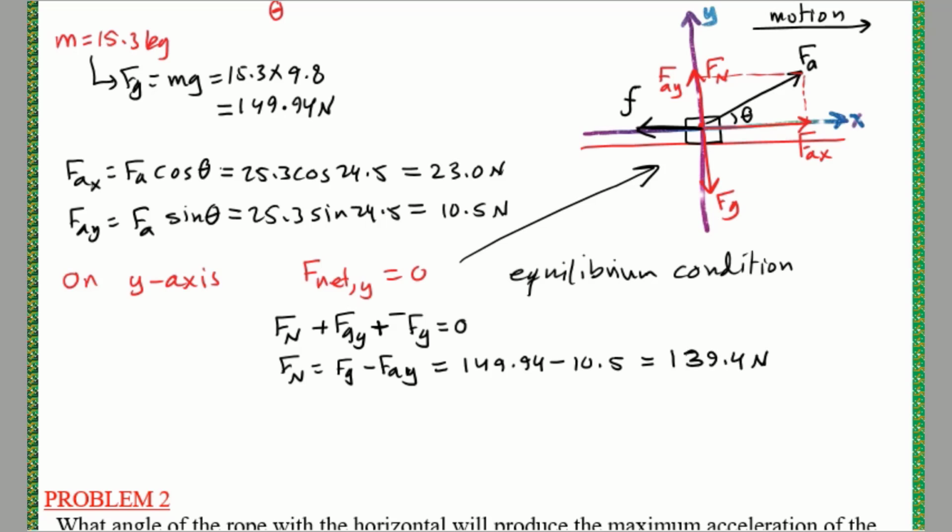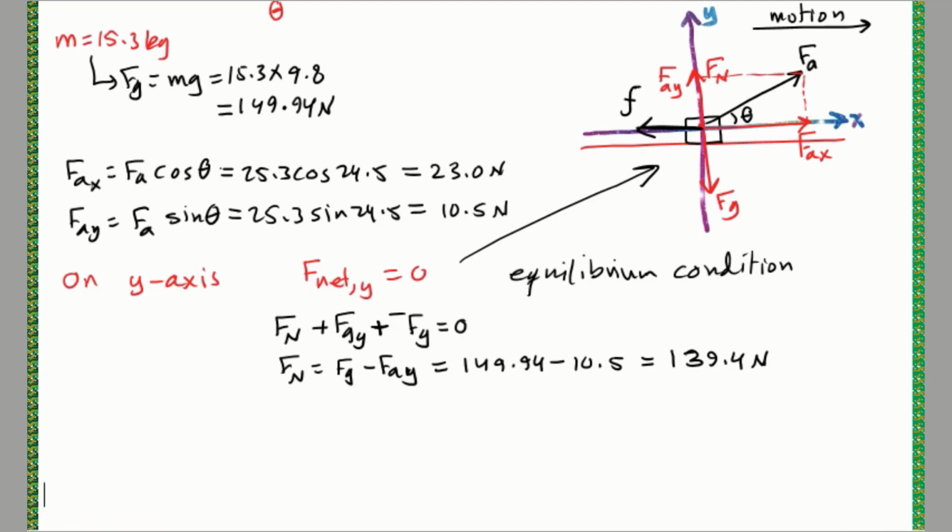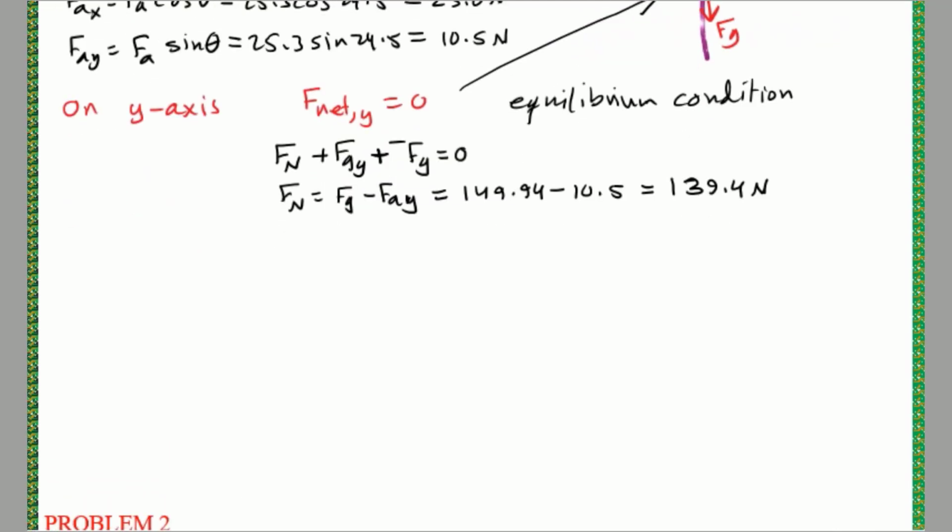Newtons. Since we have now the normal force, we can easily find the two frictional forces, Fs maximum and Fk. Fs maximum, which is static friction, is mu s times Fn, and the kinetic friction Fk is mu k times Fn.